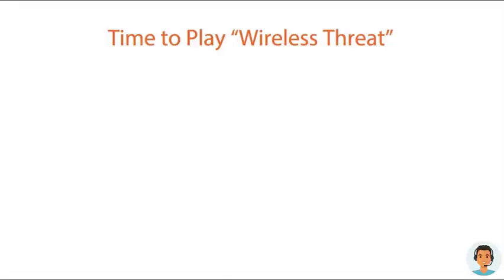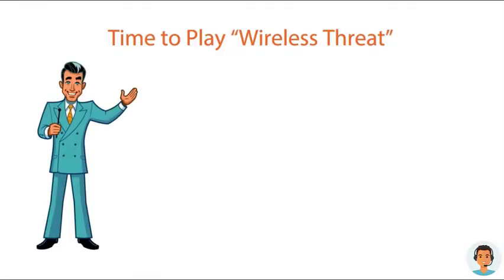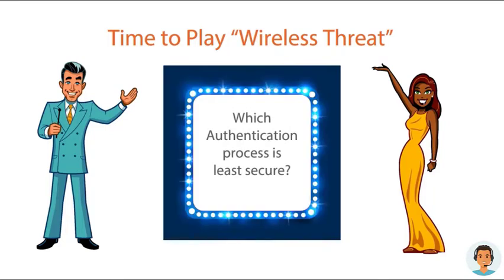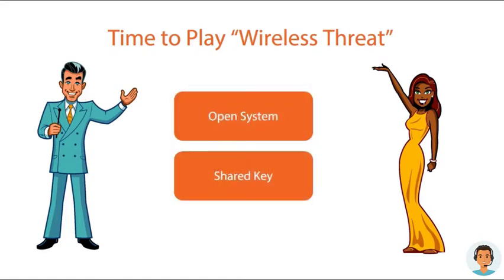So guess what, folks? It's time to play Wireless Threat. Hey, I'm your host, Dale, and my lovely assistant, Julie, here is going to help me out. So here's the question: which authentication process is the least secure? Is it open system or shared key?